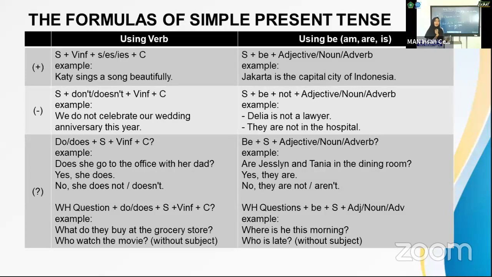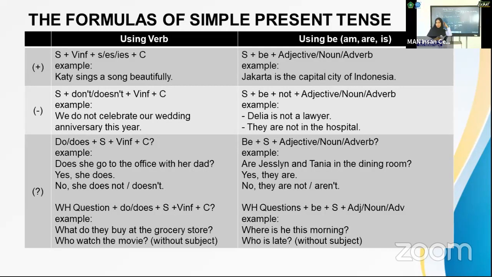Okay? If I change the subject into Tania and Randi, jadi menggunakan do atau does? Ya. If I change the subject into Tania and Randi, of course, we will use do. Kenapa? Karena di situ ada 2 orang, berarti dia termasuknya untuk kata ganti subjeknya masuk ke they, ya, karena melibatkan orang ketiga yang lebih dari 1. Ya, jadi do Tania and Randi go to the office with their dad, okay.